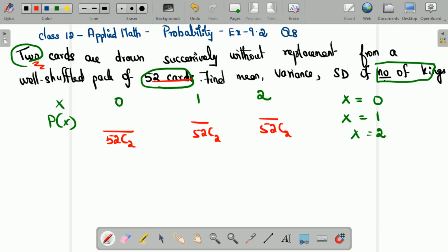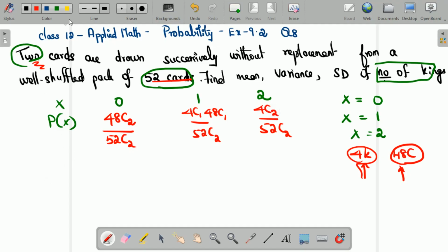See, in the favorable outcome, if there are no kings, let's understand the pack of cards. There are 4 kings and 48 other cards. If no kings are picked up, all the cards are picked up from this 48. So this means favorable outcome is going to be 48C2. Now, one king and one other card. So one king will be picked from here and one other card will be picked from here. So this is 4C1 into 48C1. And in the last case, both are going to be kings. So this is going to be 4C2.